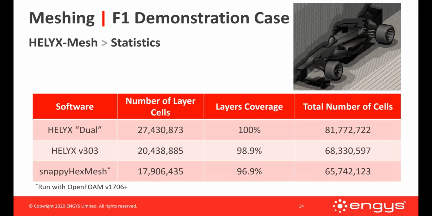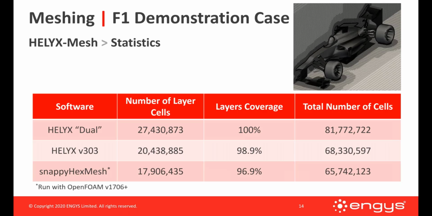So here we've got three different comparisons. We've got two modes of HELYX. There's a HELYX dualized mesher, then there's HELYX version 303. Right now we're at HELYX version 3.2.1, which is about to be released in the next few weeks. And then this was compared with snappyHexMesh from 1706. Now, immediately you might say, but wait, we're in 1912. Well, there's really not a lot of changes from 1706 to 1912 in terms of layer addition algorithm. So I still expect this to be very similar.